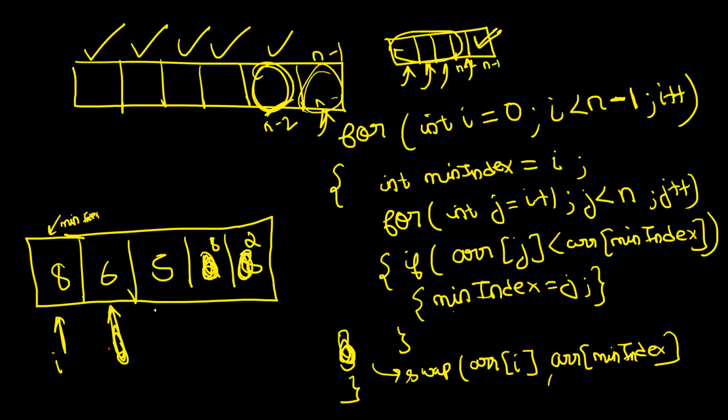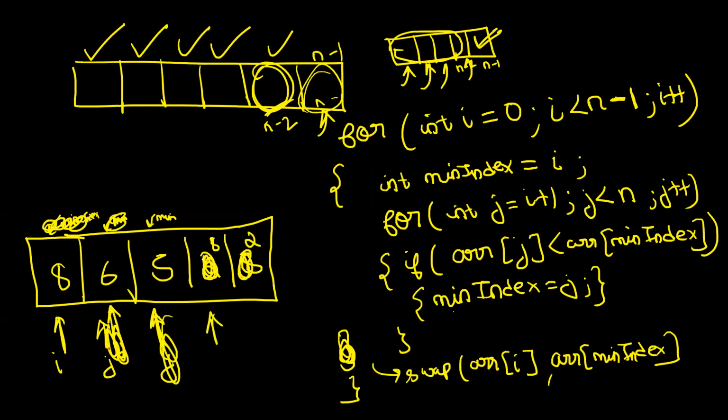No, move j forward. Is arr of j less than... oh, sorry, arr of j was lesser than arr of min index. So what do I do? I make min index equal to j. So min index comes here. Then I do a j plus plus. j comes here. Is arr of j less than arr of min index? Yes. I update min index, min index equal to j.